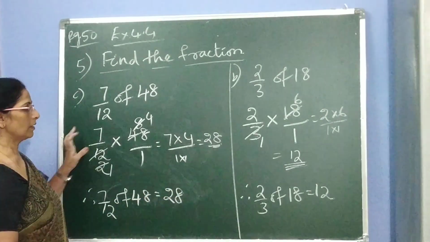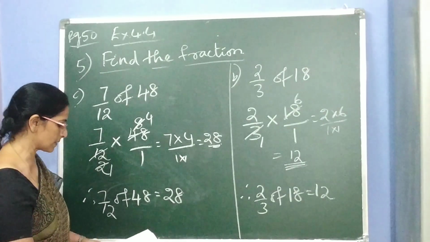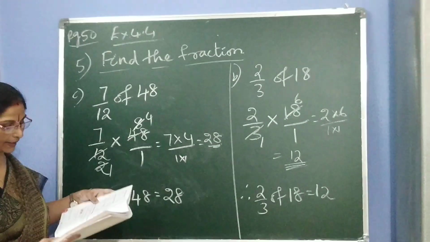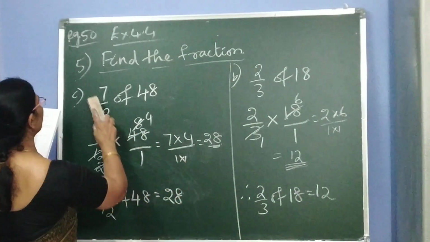Okay, children? I hope you all understood. I would like to give the sums from this bit, page 50, fifth bit, and now open page 51, exercise 4.5.